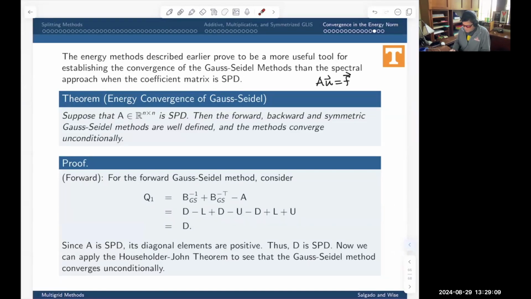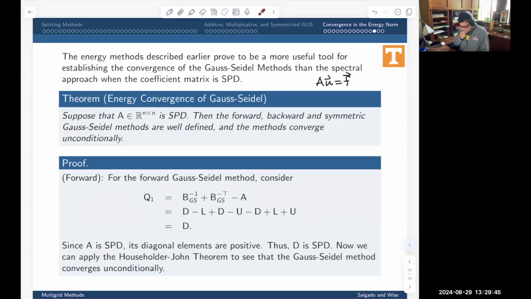Then let's prove that the forward, backward, and symmetric Gauss-Seidel methods are all well-defined and they all converge. They're all well-defined essentially because the diagonal matrix has to have positive elements in it. That's a fact that follows from the fact that A is an SPD matrix. So the diagonal elements all have positive elements. That means that the Gauss-Seidel method, either the forward, the backward, or the symmetric, is going to be well defined. You can actually compute with it.